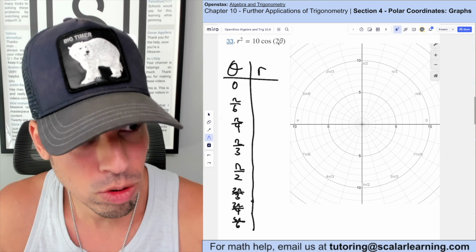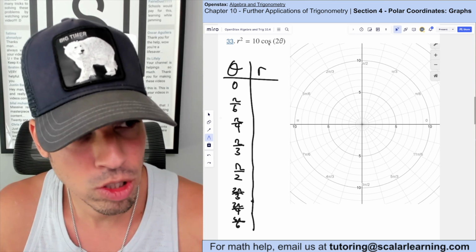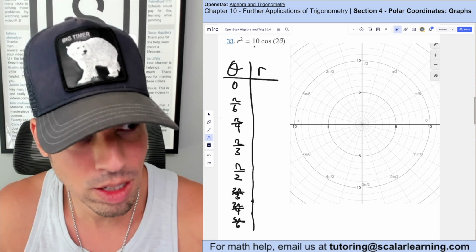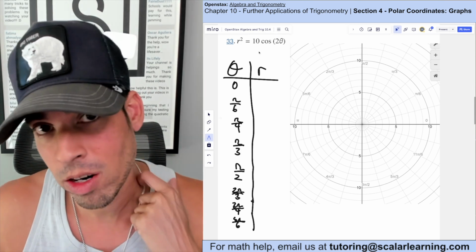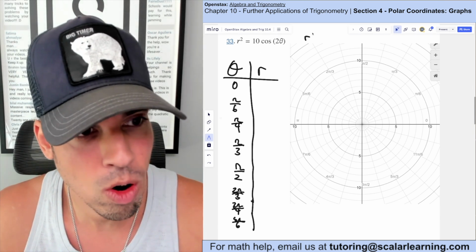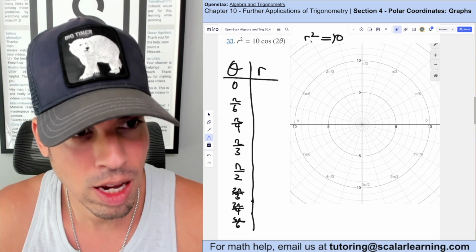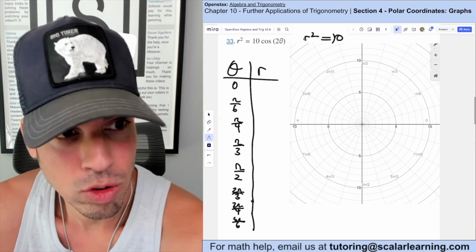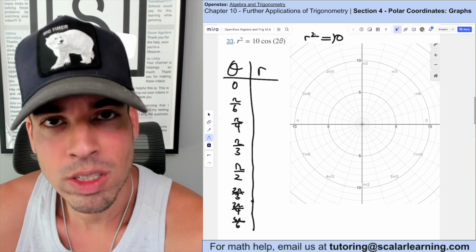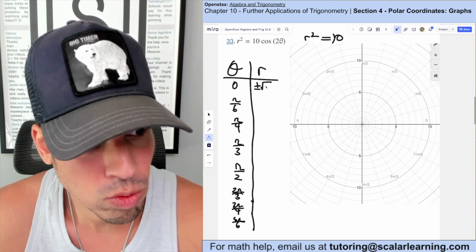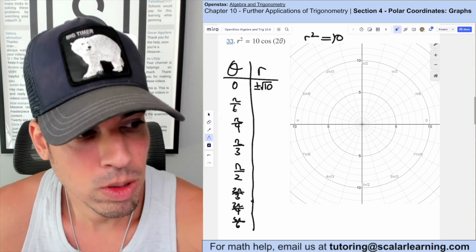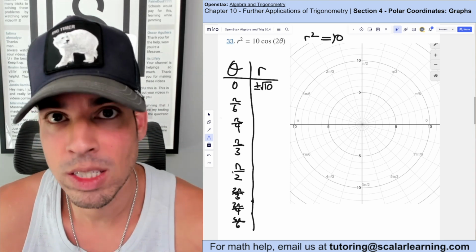So we plug in 0 for theta. Cosine of 2 times 0, that's cosine of 0, which is 1 times 10. And here's the thing, we've got r squared equaling 10, right? So if I have r squared equaling 10, I have 2 different r values, right? Because I have the square root of 10, but it's plus or minus. So I have plus or minus radical 10. Same with pi 6 and all these other values, we're gonna get 2 answers.